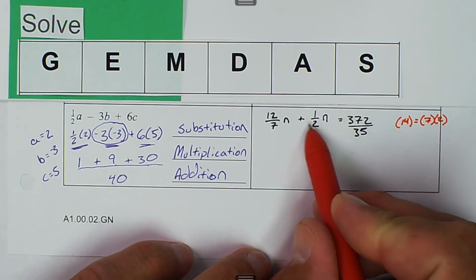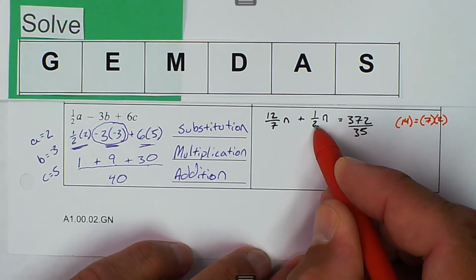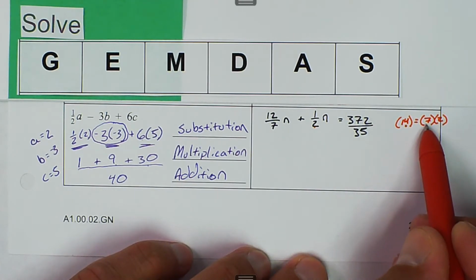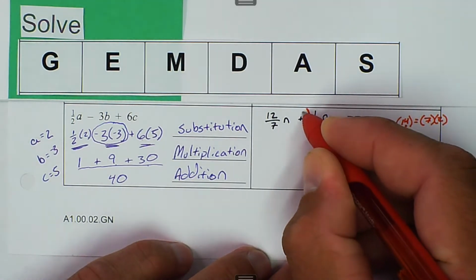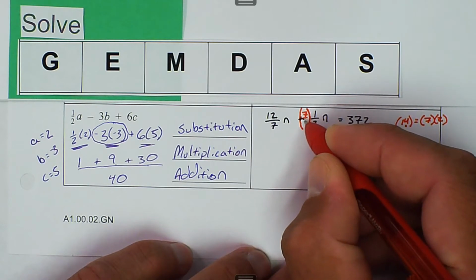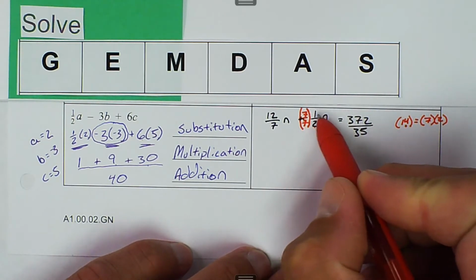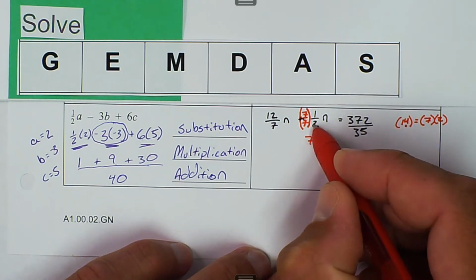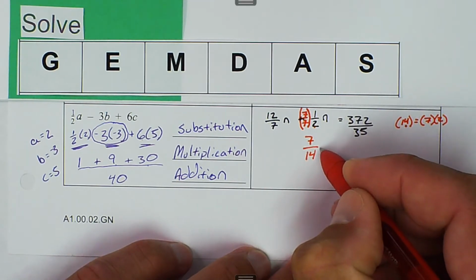So we know that our common denominator between 2 and 7, we're trying to get it to be 14. So how do we make 2 become 14? Well, we have to multiply it by 7. So what we do is we multiply both the numerator and the denominator by 7. So 7 times 1 is 7. 7 times 2 is 14. And we still bring down the n.